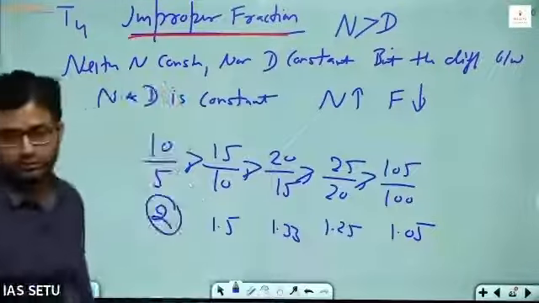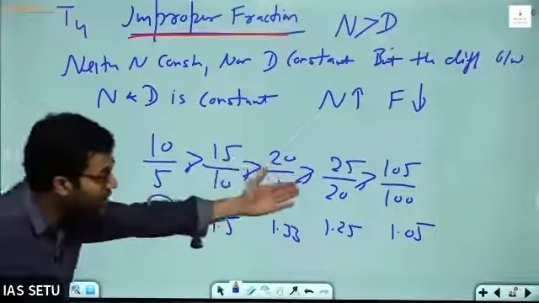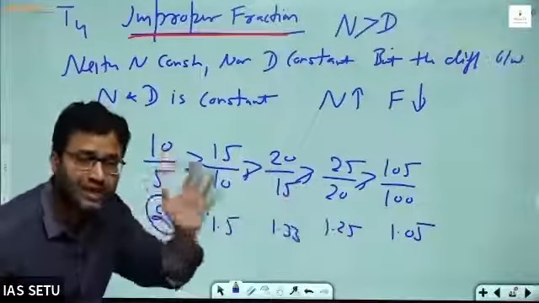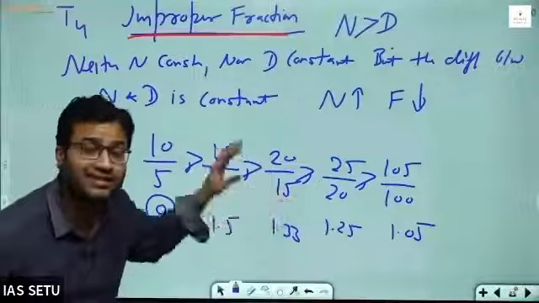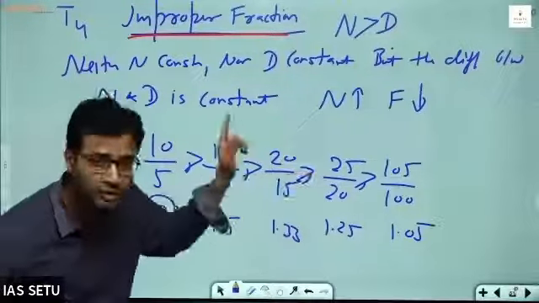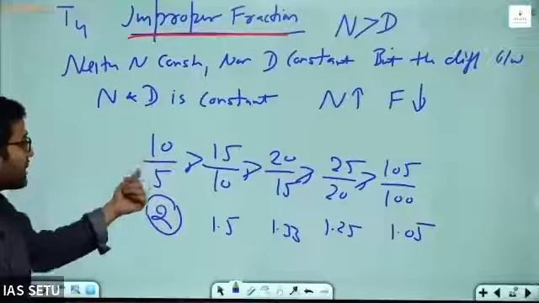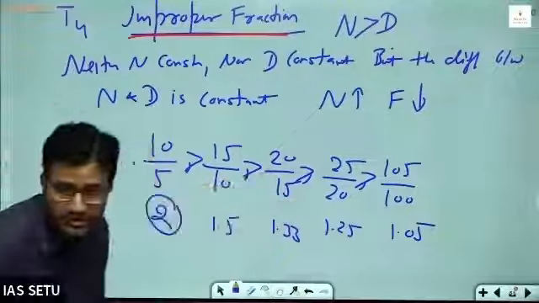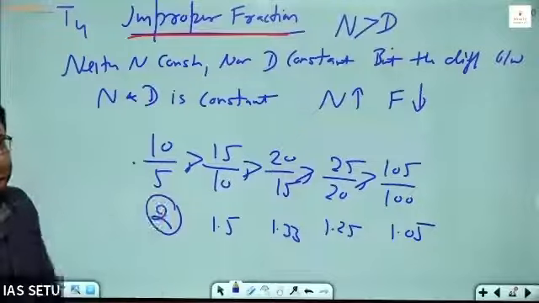Now it will be the opposite. Your mind will give you the order that 105 upon 100 should be bigger, but you tell your mind again and again, you have to train your mind that this is improper fraction boss. So here 105 upon 100 is the smallest fraction, whereas 10 by 5 is the largest. This is largest and that is the smallest. Why? Because of improper fraction.